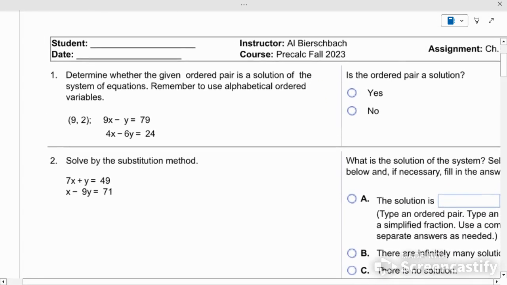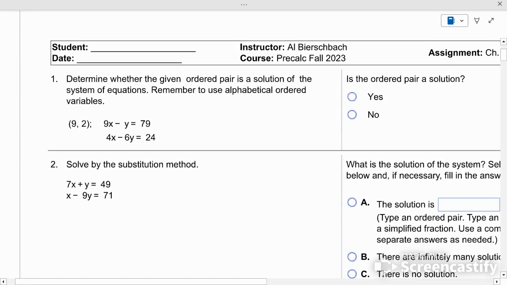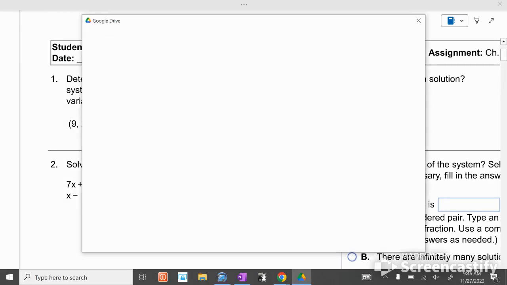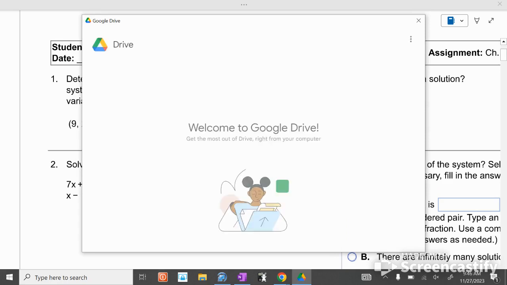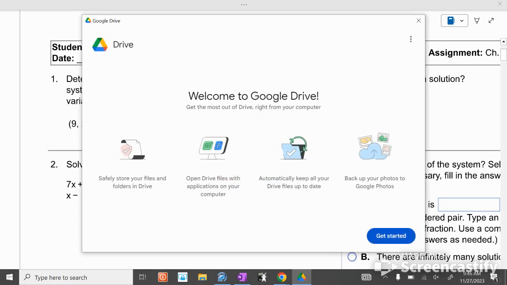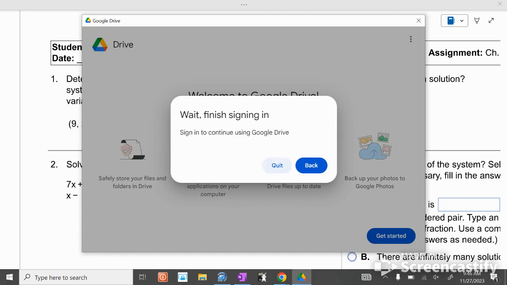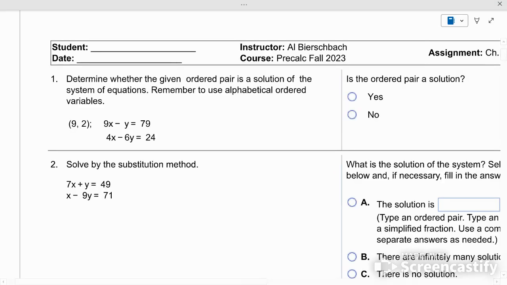All right. How do we figure out if an ordered pair is a solution for the systems of equations? Plug it in. So put the 9 here. We get 81 minus 2 is 79. Hey, it works. Put the 9 here. 36 minus 12 is 24. Hey, it works. Yes, it's a solution.